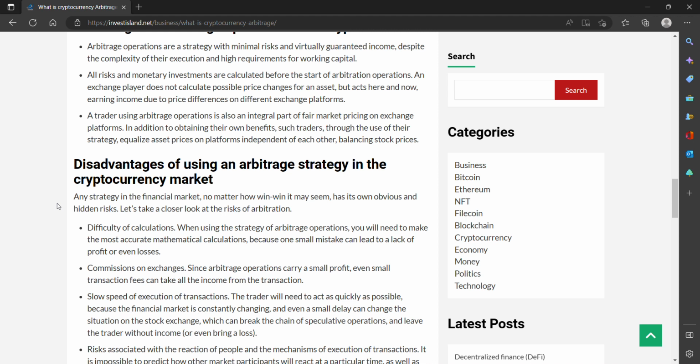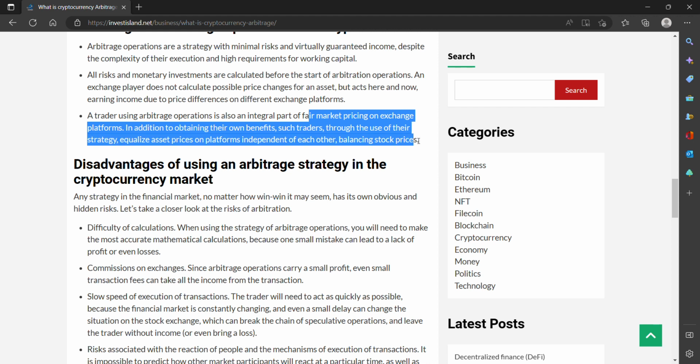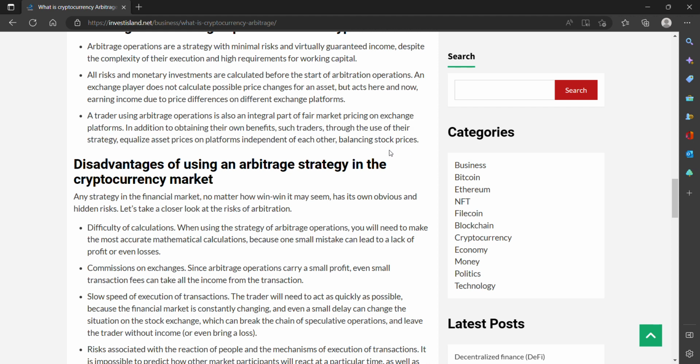A trader using arbitrage operations is also an integral part of fair market pricing on exchange platforms. In addition to obtaining their own benefits, such traders, through the use of their strategy, equalize asset prices on platforms independent of each other, balancing stock prices.